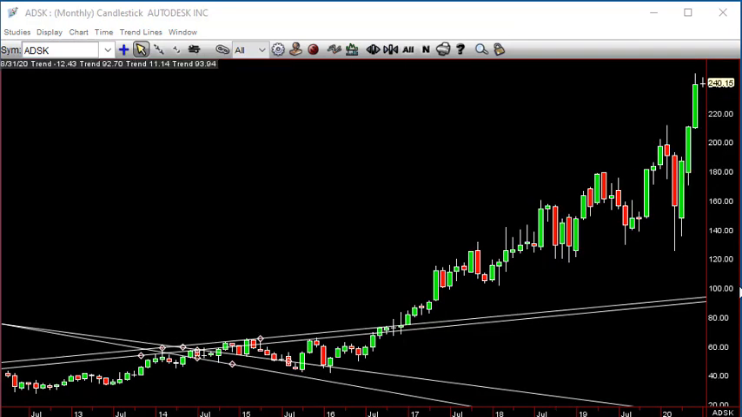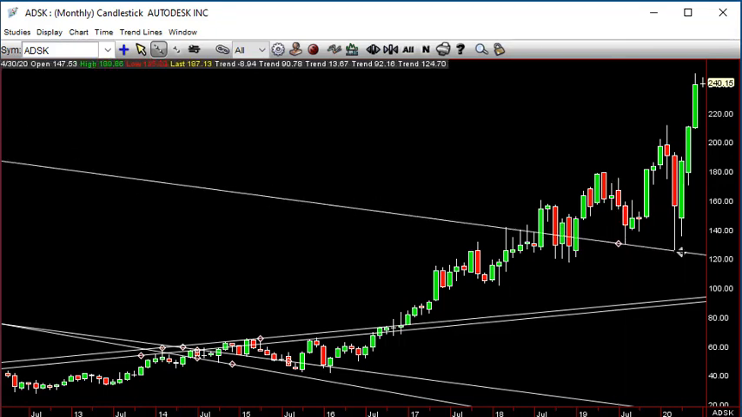Autodesk. Monthly. Inside month to the upside. That's something we look for, as well as when it opened the new quarter here. Green on the quarter, month, week, day, and 60. Boom. To the upside. The slight lower low. This is an outside bar of all that. From here to here is an outside bar of all this.